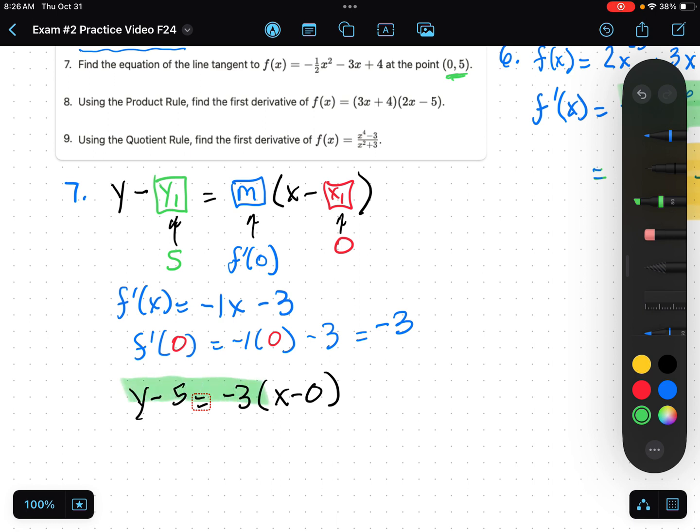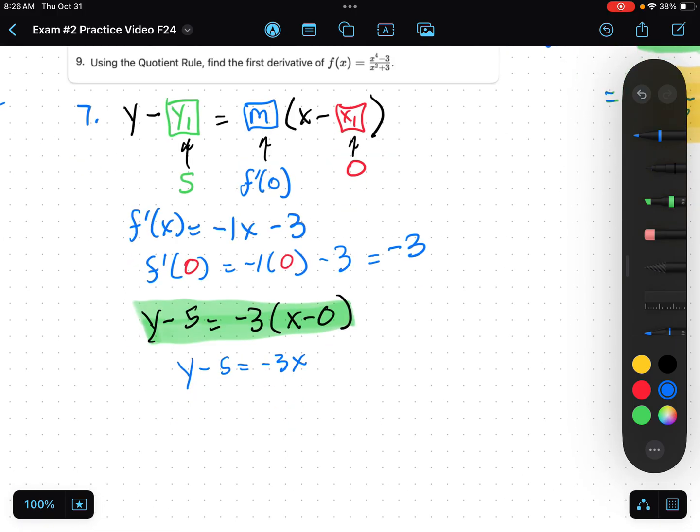This is one form of the final answer. It's typically not the way we write that, though. What we usually want to do is put it in some sort of a slope-intercept form. So I'll just simplify this a little. This is going to be y minus 5 equals -3x, because x minus 0 is just x. And then when you add 5 to both sides, you get the more familiar form for an equation of a line, which is y equals -3x plus 5. And that is the typical form for this answer that we're shooting for.